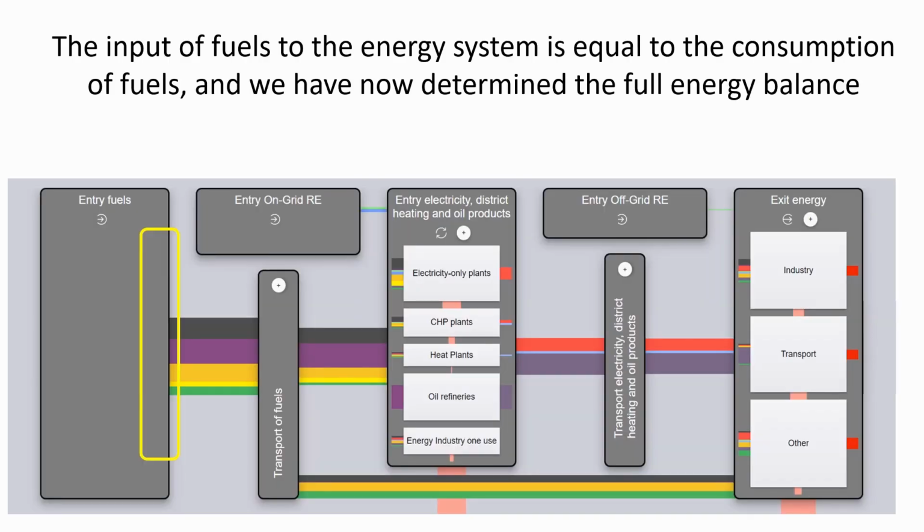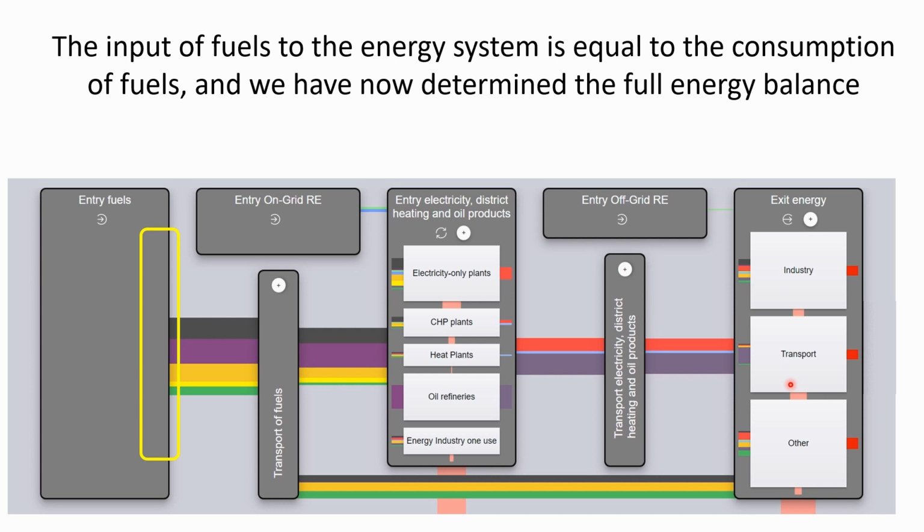When we are going to define the key parameters for the transport of fuels here, we do not need to define these parameters, because the energy used in order to transport fuels is part of the energy consumption here in the transport sector. The input of fuels to the energy system is equal to the consumption of fuels. And now we have in fact defined the energy balance for the whole system. So we have here all the key parameters that will define the system.